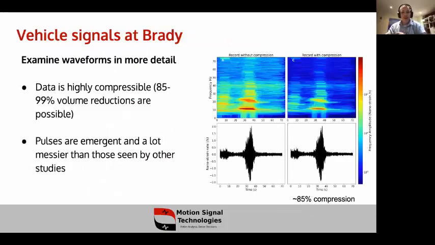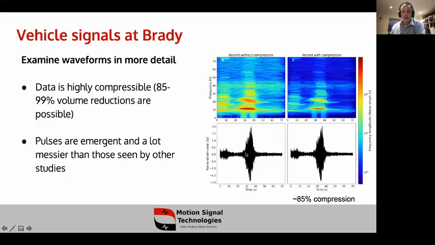I wanted to mention that briefly, but really one of the things I want to discuss about this data set is what the waveforms look like, because they're a bit different. The first thing to note about them is that they're highly compressible, and that is something that is true for most DAS data in my experience.